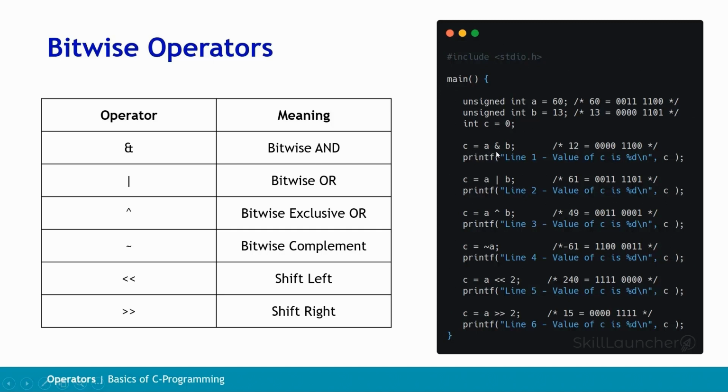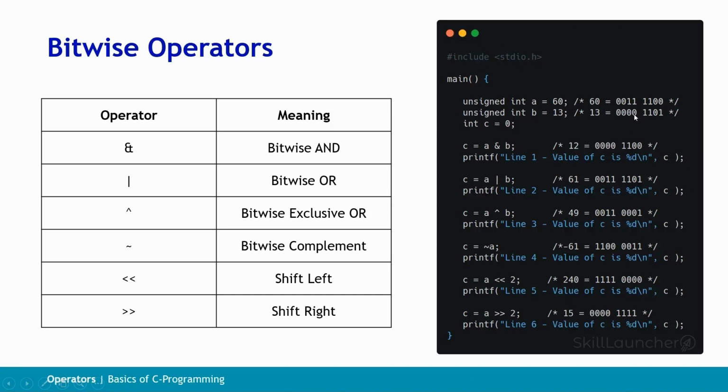C equal to a bitwise AND b. The bitwise AND operator copies a bit to the result if it exists in both operands. So now 0 and 0 exist in both operands, so it returns 0. Here 1 and 1 exist in both the operands, so it returns 1.